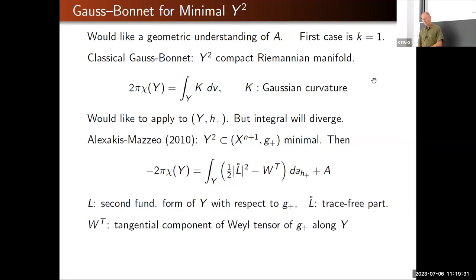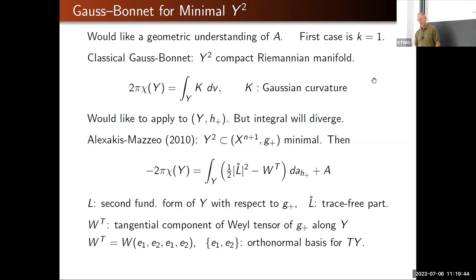And T is the tangential component of the Weyl tensor. Y is a surface, so what that means is you take an orthonormal basis at one point and you evaluate the component of the Weyl tensor on that orthonormal basis. So that's just one component of the Weyl tensor on this surface, and that's the integrand.